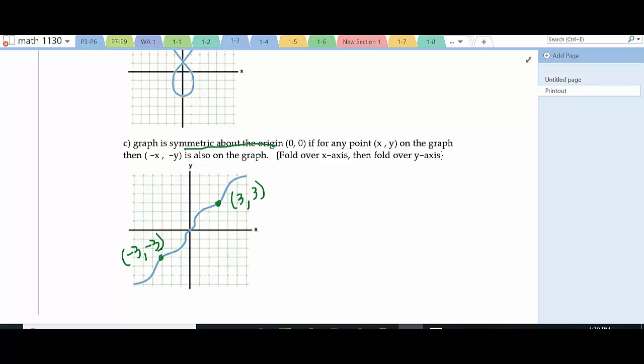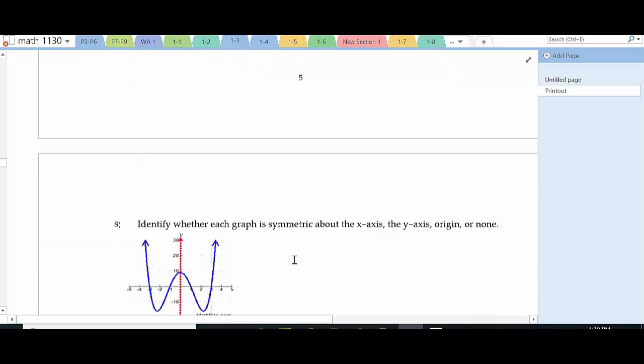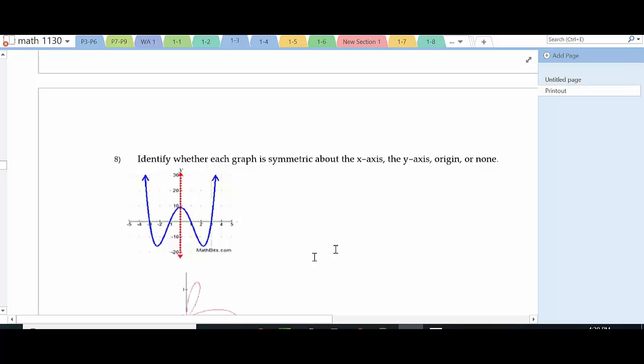You can imagine in your mind, if you folded over x, then fold it over y, can you see that they would come together and match perfectly? Fold over that way. Does that make sense? So if it's symmetric about the origin, both things are opposite. That's what you want to get in your mind, because once you get that, it's easy to do the symmetry test that we're going to do. All right, so these things we're just going to identify and do together.